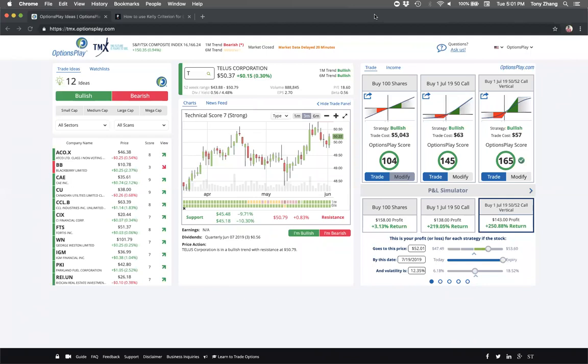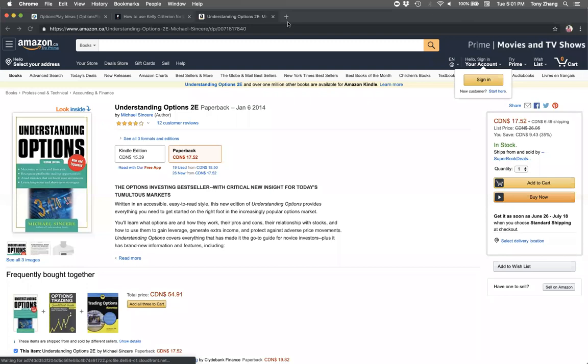Do you have a recommendation or favorite book for option strategies? I actually do. Let me look it up real quick. It's called Understanding Options. There we go. I'll share a link with everyone in the chat window. It's a book by Michael Sincere, Understanding Options, the second edition, which was updated in 2014. I think it's one of the better beginner option books.